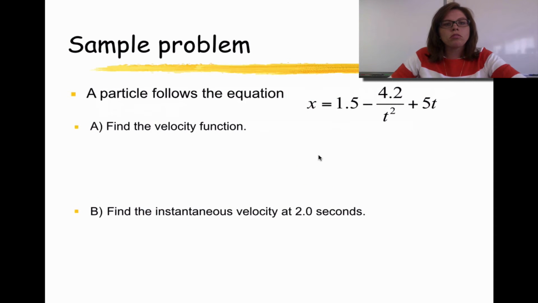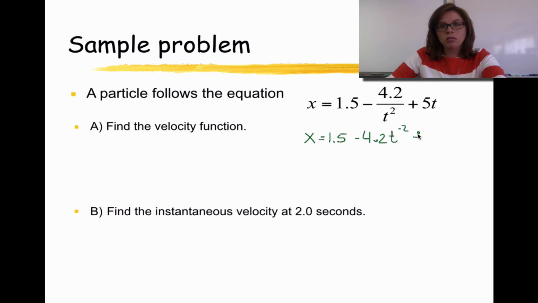All right. So I want you to try to find the velocity of this function and the instantaneous velocity at 2 seconds. All right, go. Welcome back. Okay, so let's see. The velocity of this function. Let's write this function another way. So x is equal to 1.5 minus 4.2 times t to the negative 2 plus 5t.